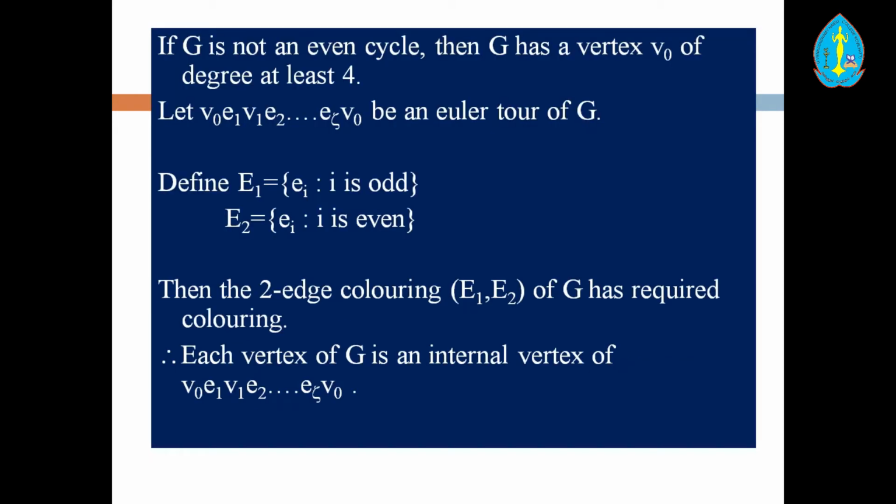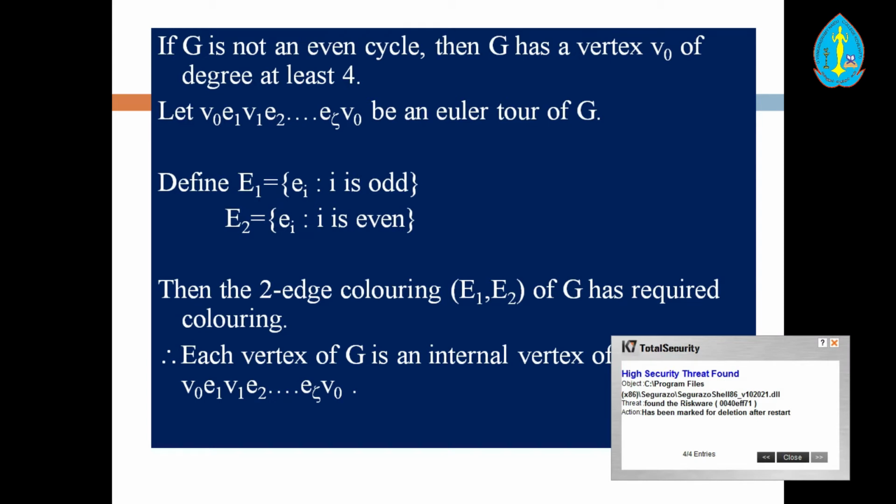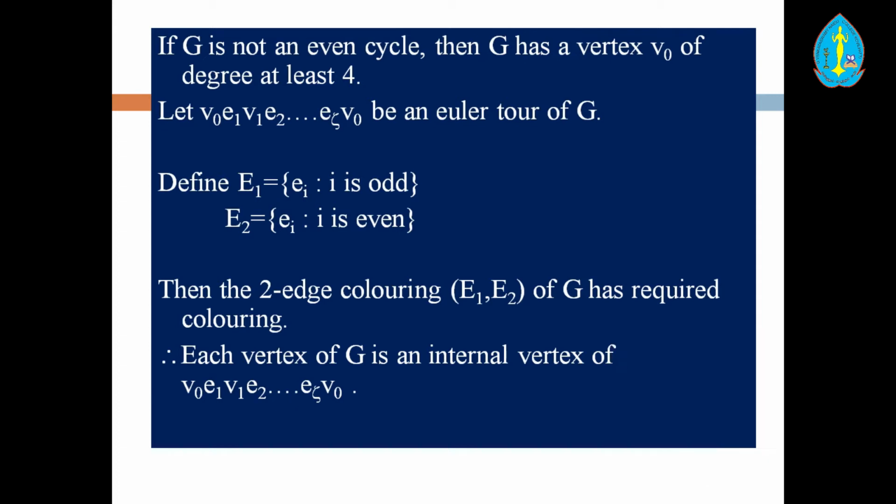Suppose G is not an even cycle, then G has a vertex V0 of degree at least 4. Since G is Eulerian, every vertex of G has even degree. Therefore an Euler tour exists. Let V0, E1, V1, E2, ..., V0 be an Euler tour C of G. Define E1 as the edges Ei with i odd, and E2 as the edges Ei with i even. That is, the edge set in the Euler tour can be partitioned into E1 and E2.